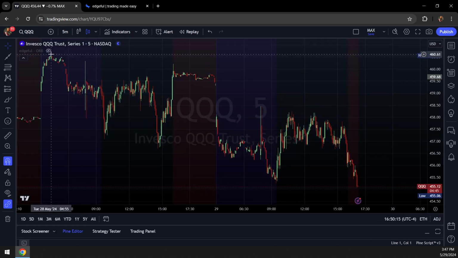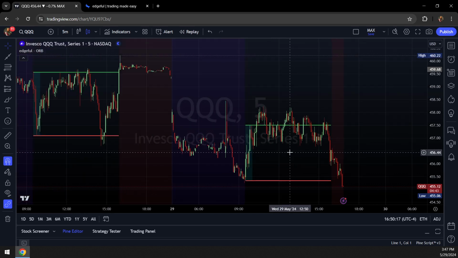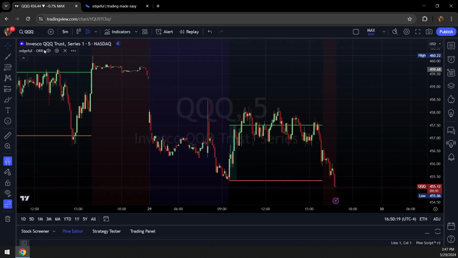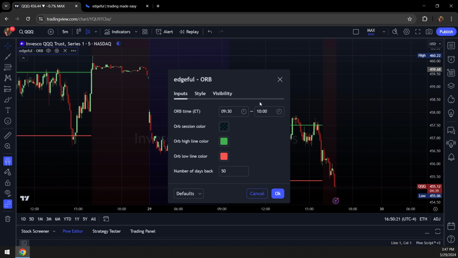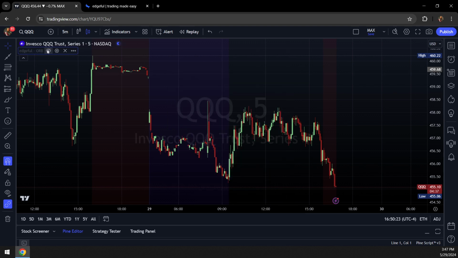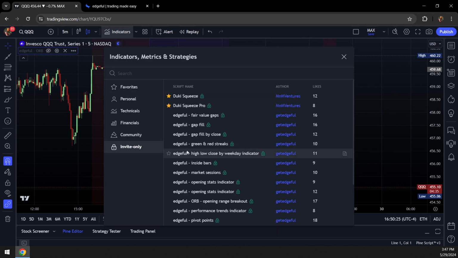And I'm going to take this back off. The orb works the same here on QQQ, obviously. Once again, customize however you want it there. Let me show you another one I like.